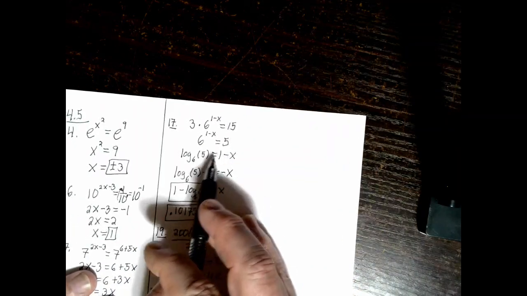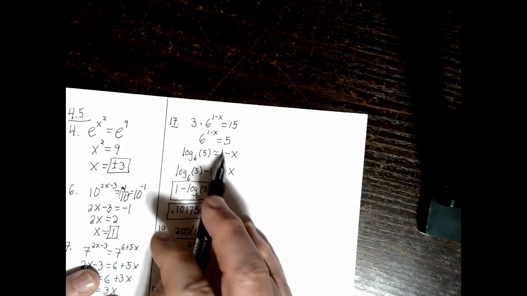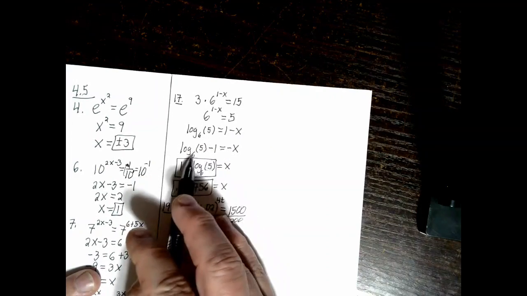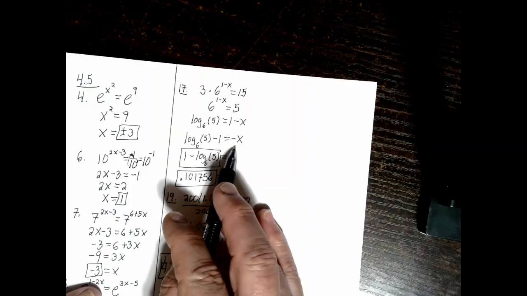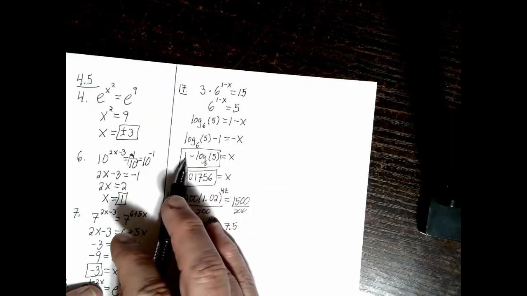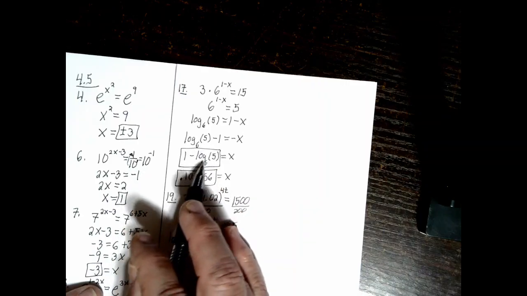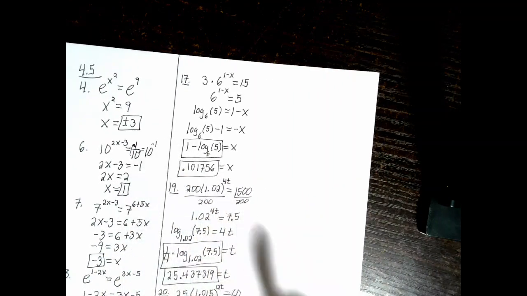Then this one, you divide by 3 to get your exponential all by itself, and now you can use rule 1. Log base 6 of 5 equals the exponent 1 minus x. So you got this guy, and if you subtract 1, you get this guy equals negative x. And if you multiply everything by a negative 1, it becomes 1 minus that, because this becomes negative and that becomes positive. And now that's your exact answer, and that's your approximate answer.